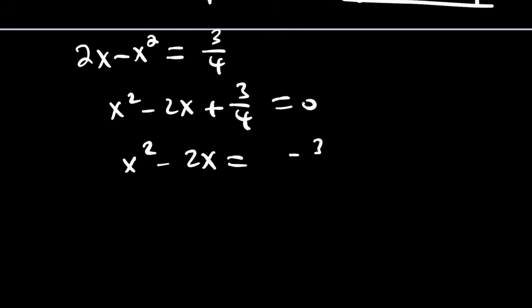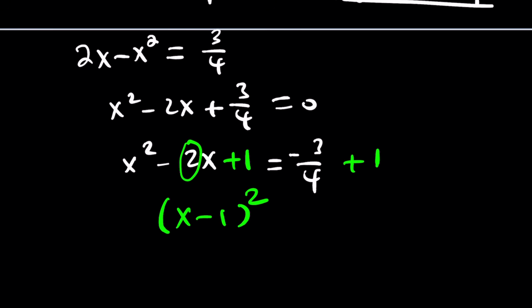I'm going to go ahead and subtract 3/4. And then what am I supposed to add to both sides so that the left-hand side becomes a perfect square? And the answer is here. What's half of 2? 1. What's 1 squared? 1. So you're supposed to add 1 to both sides. And when you do, the left-hand side becomes x minus 1 quantity squared.